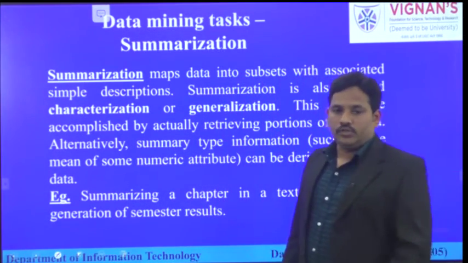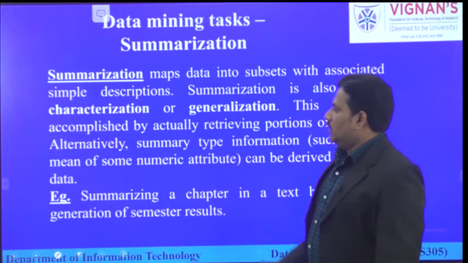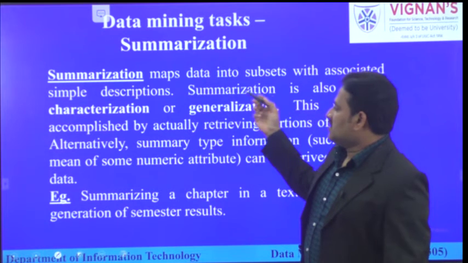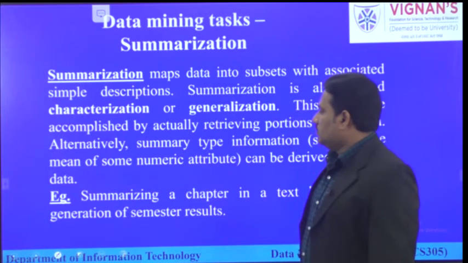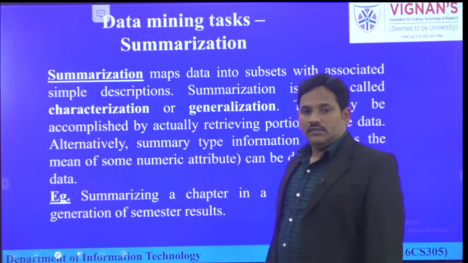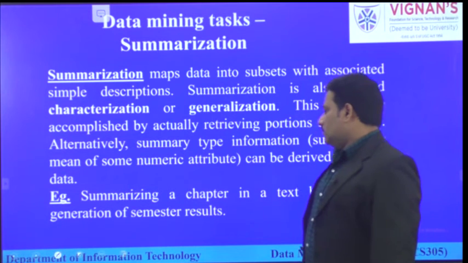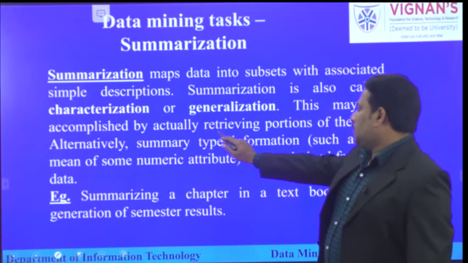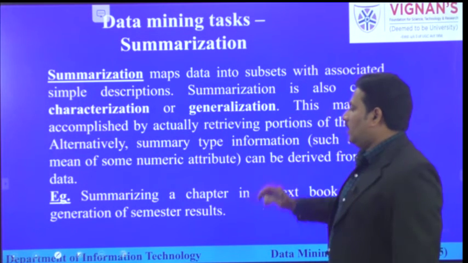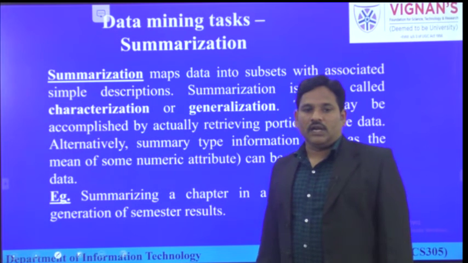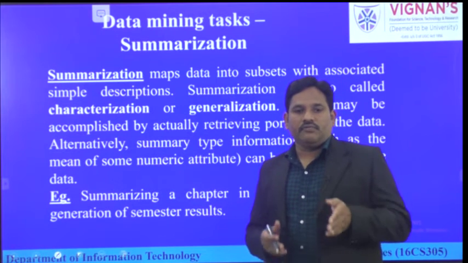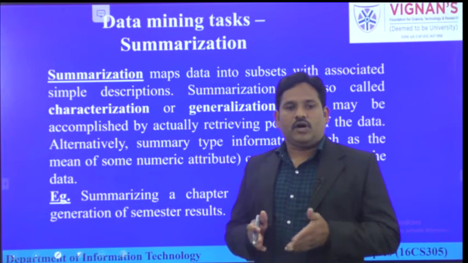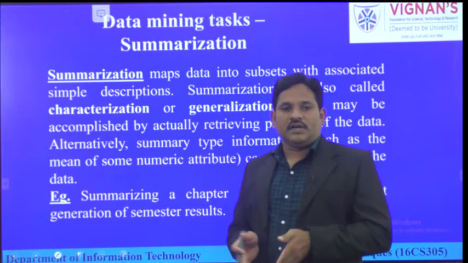Now another type of descriptive modeling is summarization. Summarization maps data into subsets with an associated simple description. Summarization is also called data characterization or generalization. We'll see what characterization and generalization are. This may be accomplished by actually retrieving portions of the data, or alternatively summary type information, like generating a summary from a PDF document. Let us take a 20-page PDF research article, from which we want to generate a summary.